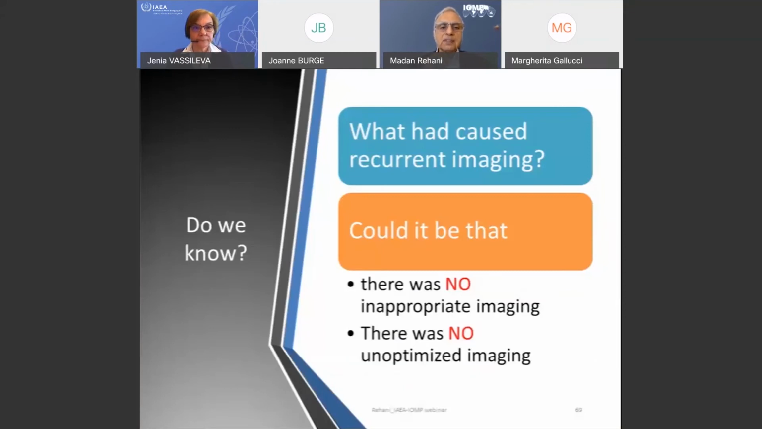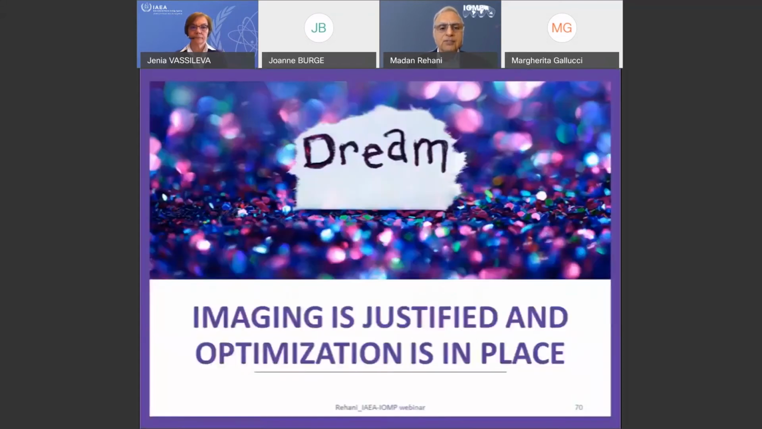So do we really know what had caused this recurrent imaging? Could it be that there was no inappropriate imaging? There was no unoptimized imaging. So these questions were never posed before. In the earlier time, whenever there was any paper with increased doses, the blame used to go straight to overuse and unoptimized use. So that was the way to deal with the high patient doses. But we are now in a totally different situation.